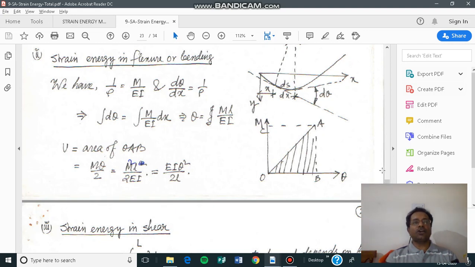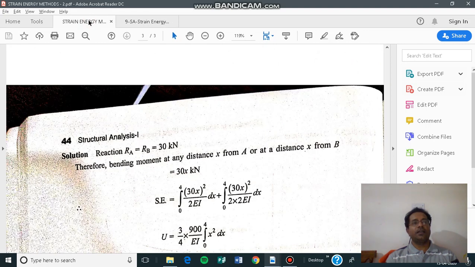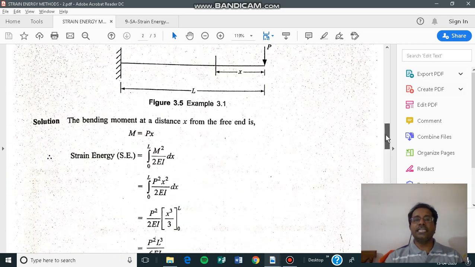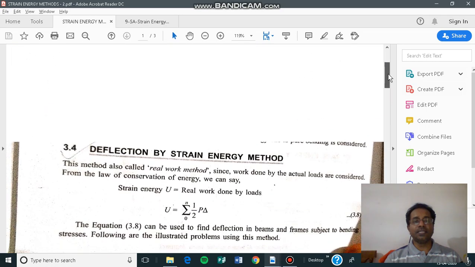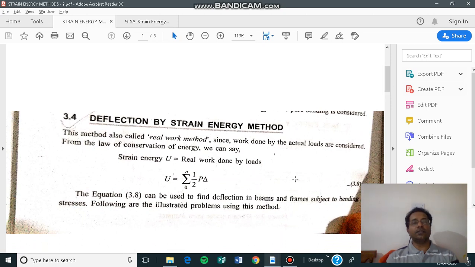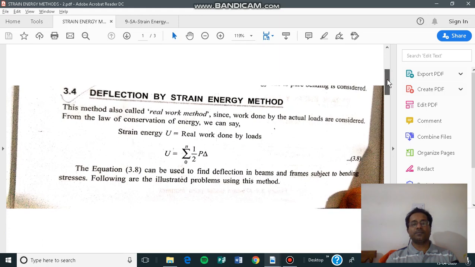Next we will solve an example to demonstrate this expression. This strain energy method is also sometimes called the real work done method. In this real work done method, strain energy is equal to real work done, and this is the work done expression. And this strain energy expression, U is equal to, as you have seen before, M squared dx by 2EI integrated over the segment length, that is the length of the member.